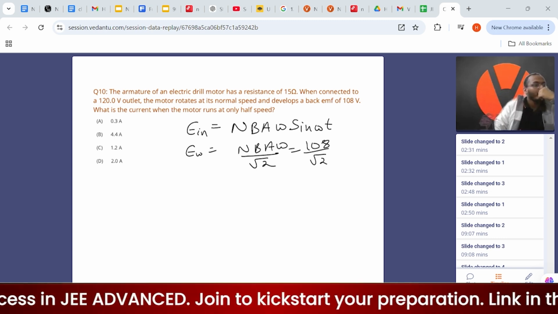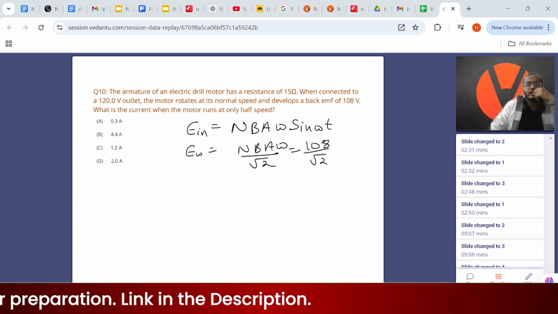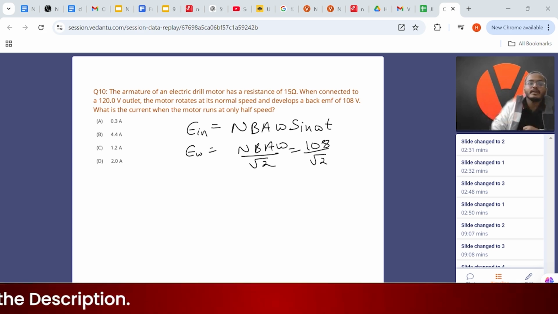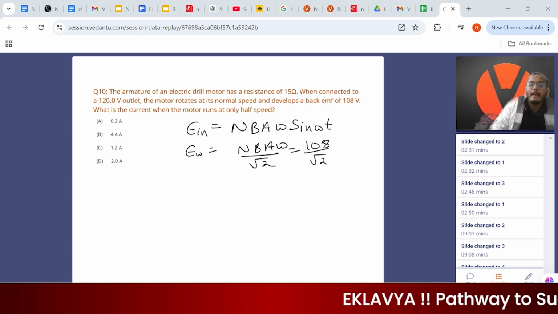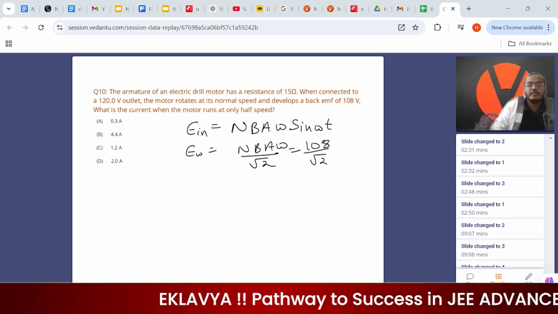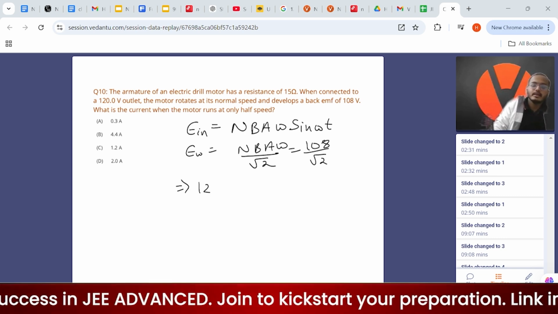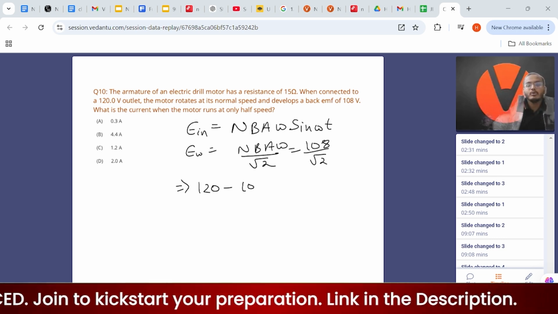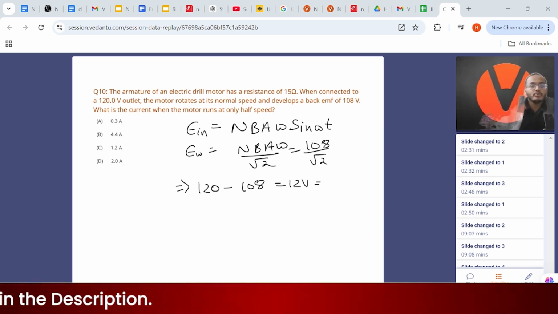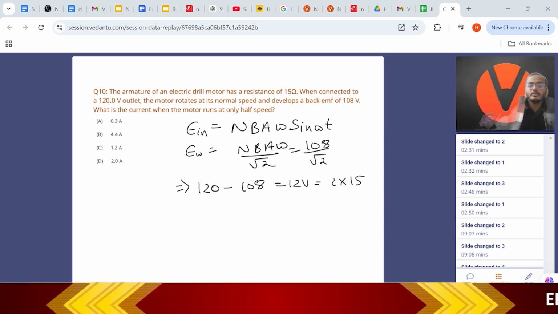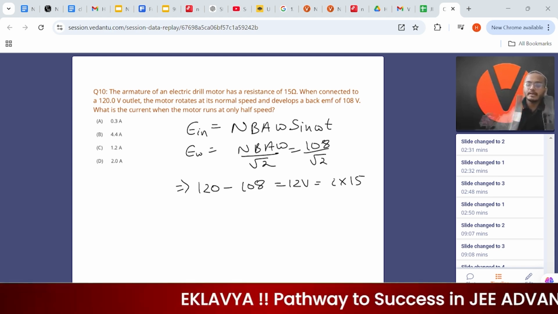Now, it has a resistance. When connected to the outlet, the motor rotates at normal speed and develops a back EMF of 108 volt, which means the 108 volt is in the opposite direction. So, 120 minus 108 is equal to 12 volt. It will be equal to current into the resistance. Obviously, volt will be equal to IR.